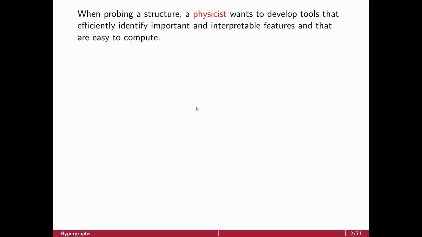And so we want to probe structures. In fact, I will try to give a rather general talk because this is the introduction, so I would like to open a general perspective. When you probe a structure, if you're a physicist, you want to identify important and interpretable features that are easy to compute in order to study your structure. That, of course, is usually very successful. But as a mathematician, you want to derive them from abstract principles. And that is what I will try to do today.